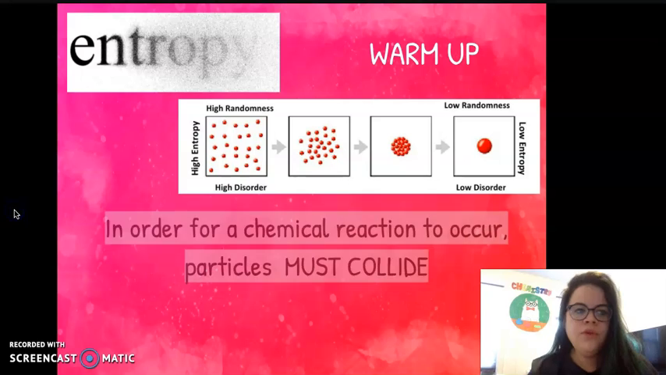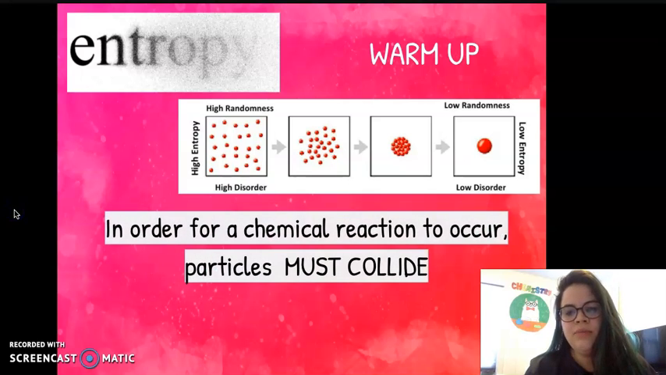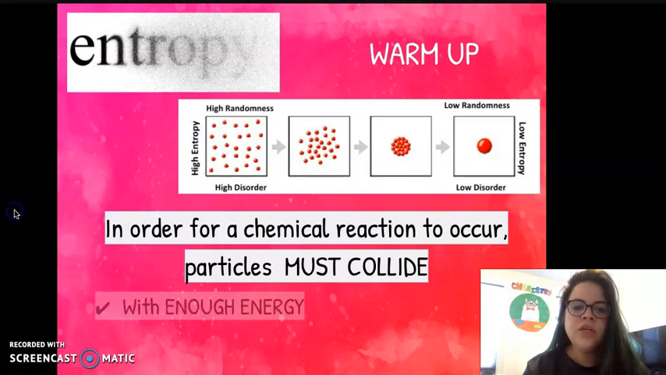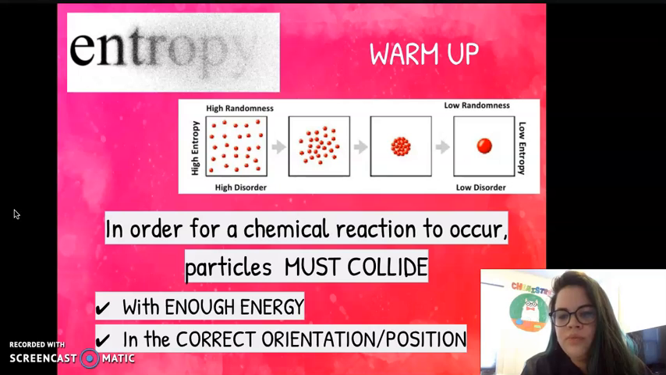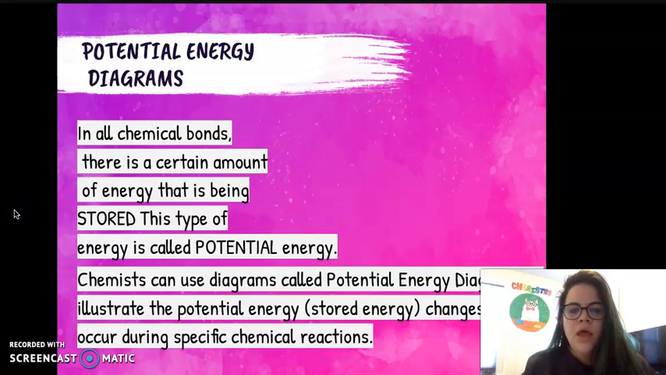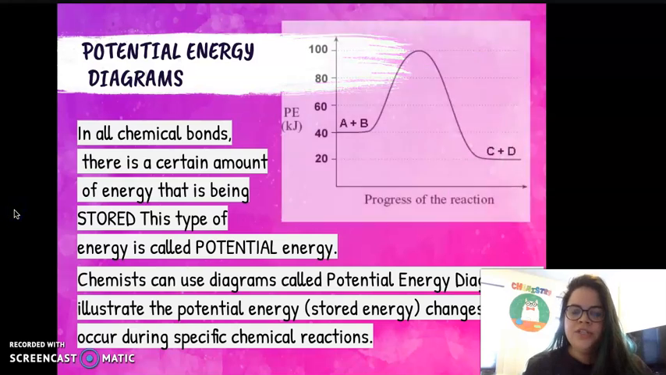And lastly, we reviewed what we learned in our last class, which is the main points of collision theory. In order for a chemical reaction to occur, particles, number one, must collide, and to be an effective collision, they must collide with enough energy and in the proper orientation or position. The more effective collisions you have, the faster your reaction will happen.